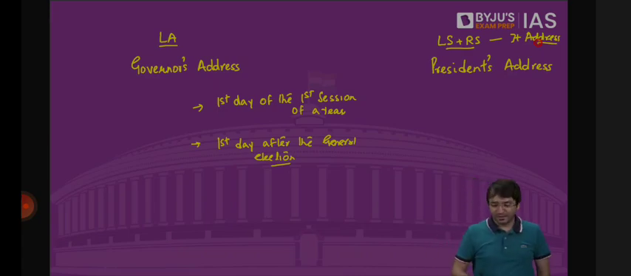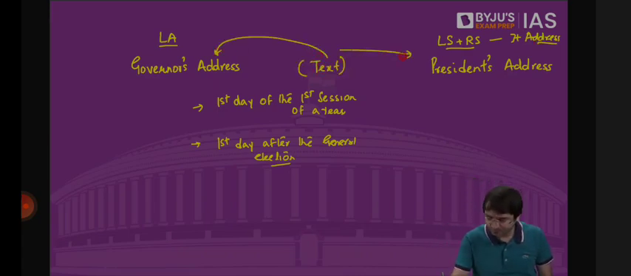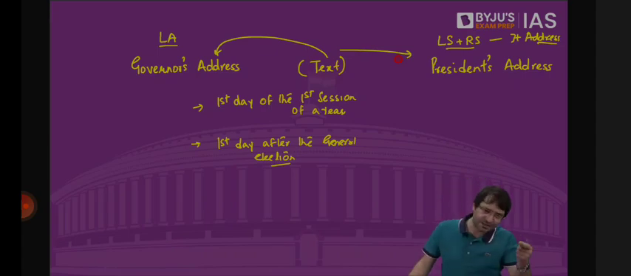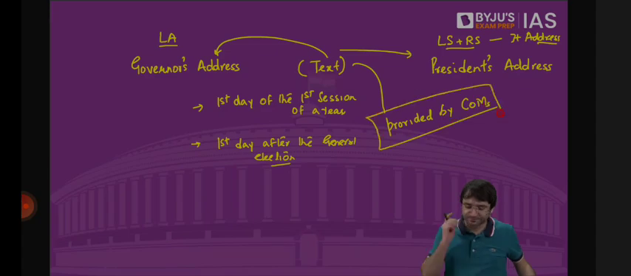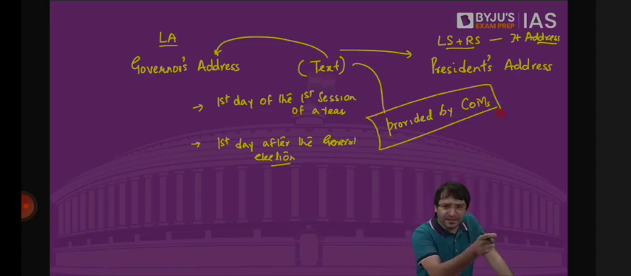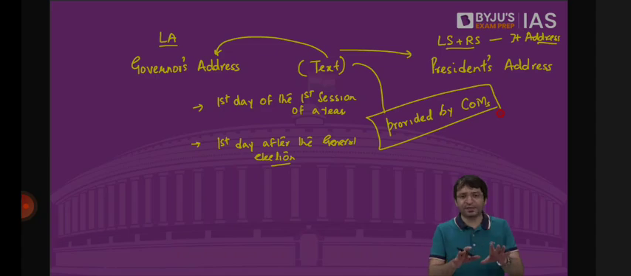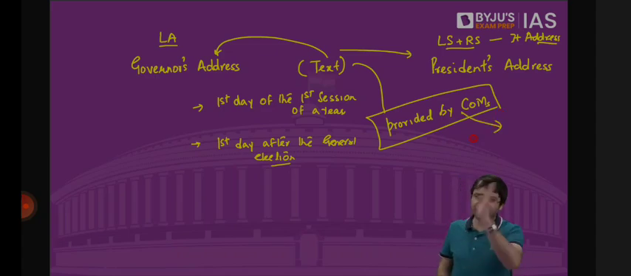What is the text of the speech? What does the governor say in this speech? What does the president say in this speech? This text is provided by the Council of Ministers. So whatever the president or governor is saying, these are not his or her words. These are the words given by the Council of Ministers. Whatever text they prepare is abided by the president and the governor.